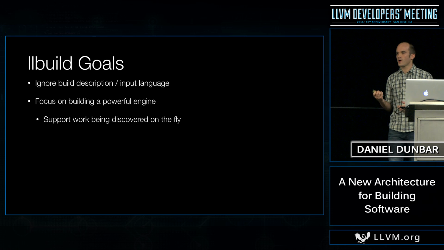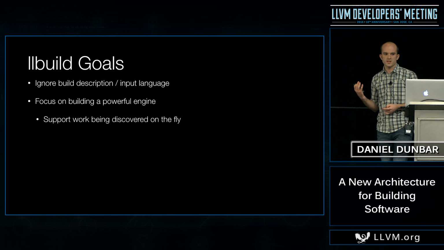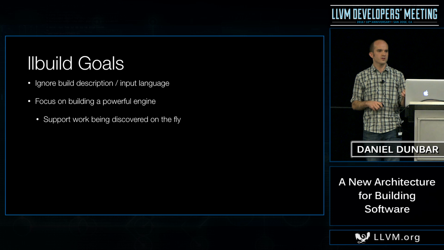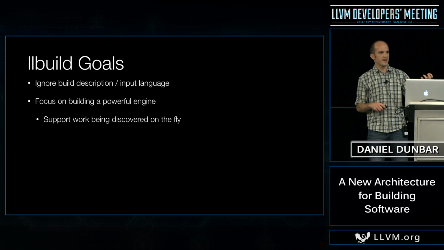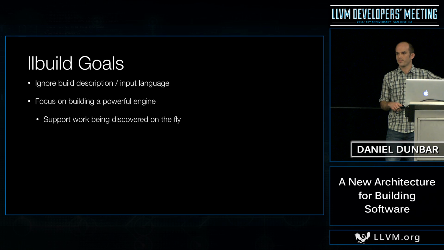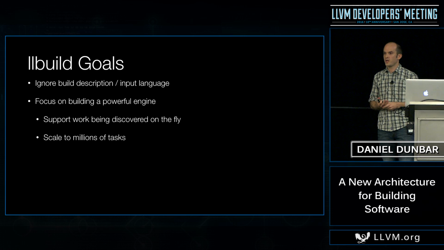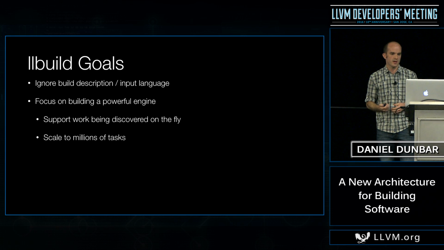One of the things that I knew I wanted to do to make a powerful engine was to support this idea of work being discovered on the fly. So very few build systems can support the situation where you're executing some task, and then during the execution of that task, you realize you need to do more work. And that's one of the things llbuild can do. Another thing I knew I wanted it to do was be able to scale up to millions of tasks. Because the goal was to be able to take our existing builds and partition them into much smaller pieces so that you could get better incremental build behavior, it really needed to be able to scale.